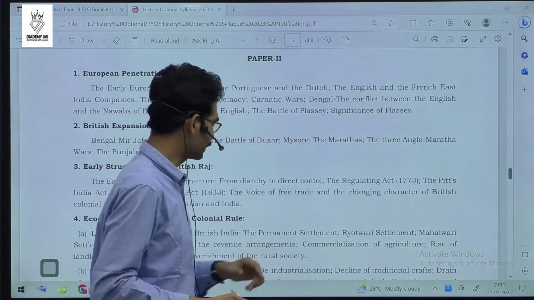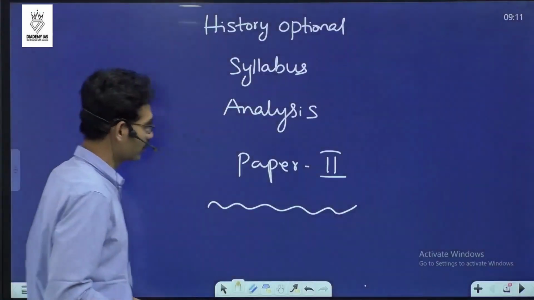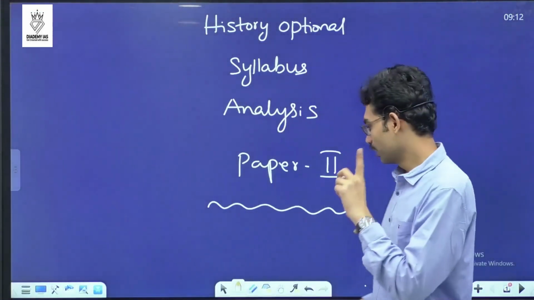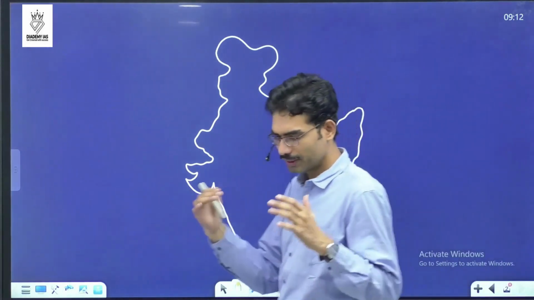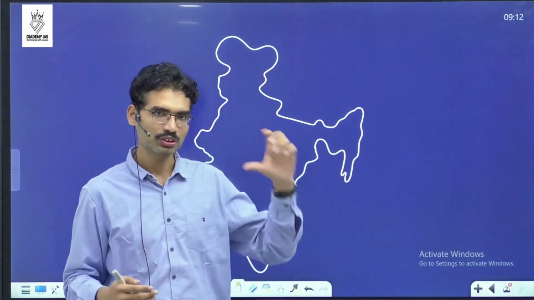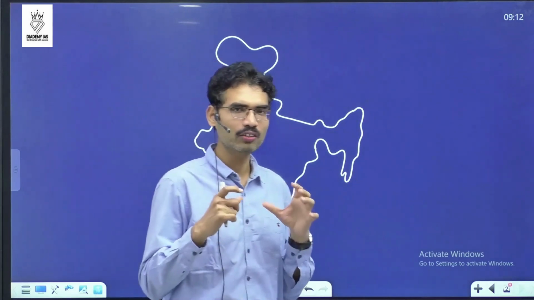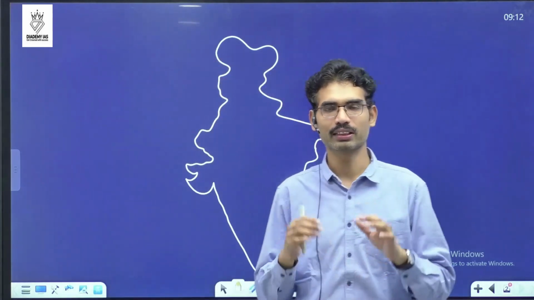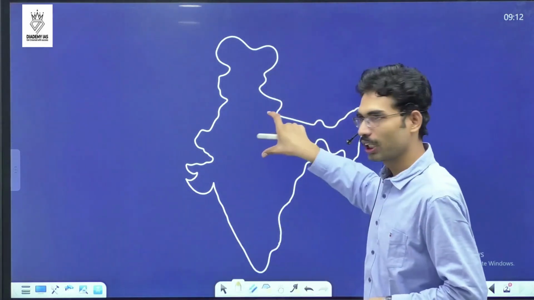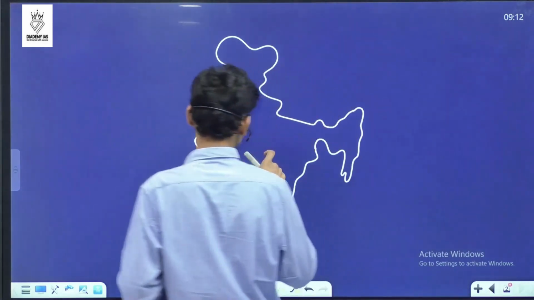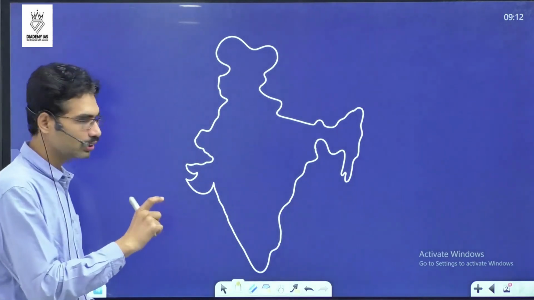Now, how to analyze this? Let's go to this. You need to always keep the India map with you. That's why our paper 1, first question itself is a map. We should have a very good geographical understanding in order to understand history better. Now we are in paper 2. Paper 2 is modern India and modern world.